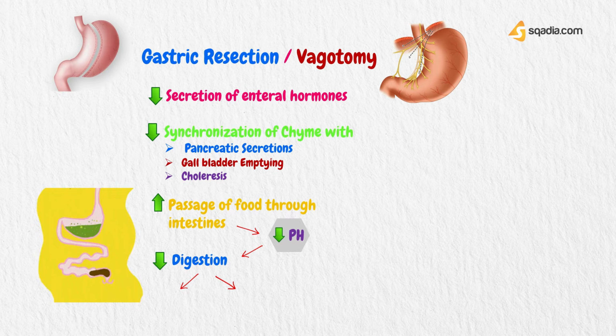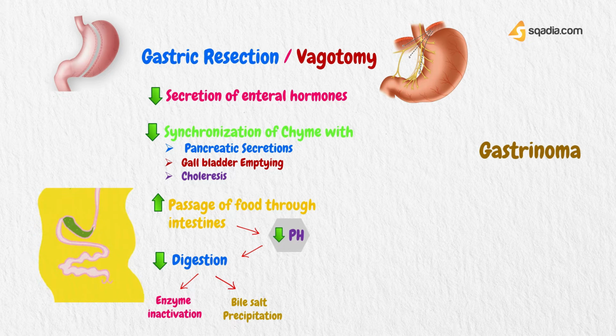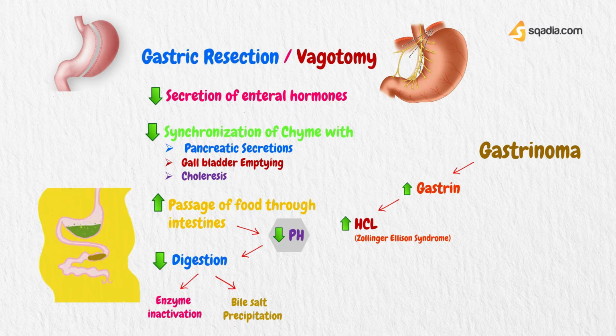What happens is that acidic fluid coming from the stomach causes inactivation of enzymes and bile salt precipitation. The next cause could be gastrinoma. Now, what is gastrinoma? It is a gastrin secreting tumor which leads to production of too much gastric acid and lowers down the pH. And in addition to Zollinger-Ellison syndrome, it causes malabsorption by the same mechanism as I described above.